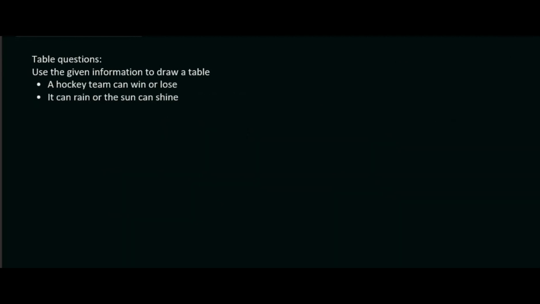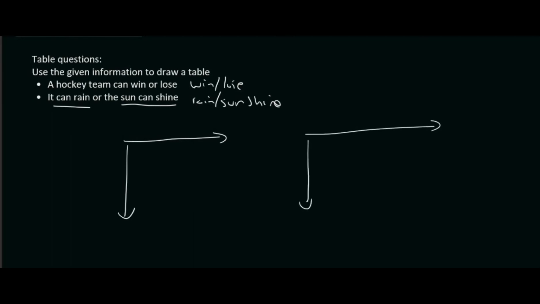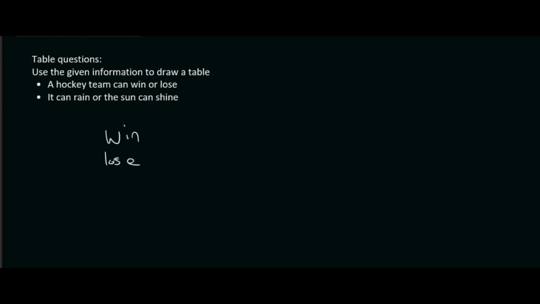Here's another question. So here we have 2 main categories, winning and losing, and rain or sunshine. So you can decide how you want to do your table. You can let the win and lose go this way and the sun and rain go that way, or you can let the sun and rain go across and the win and lose go down. It really doesn't matter. So for example, we could go win and then lose, and then you don't want to put the rain and sun next to it like that.